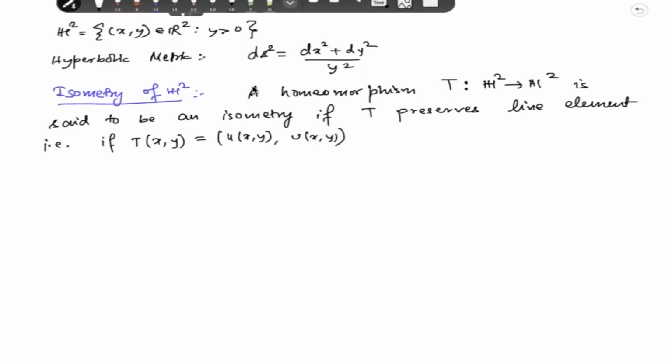So if T(x, y) is equal to (u(x, y), v(x, y)), then T is an isometry if this formula is preserved. So if T is equal to (u, v) and dx squared plus dy squared by y squared is equal to du squared plus dv squared by v squared, then we call this T an isometry. So this is the definition of an isometry. Now let us see some examples of isometry.